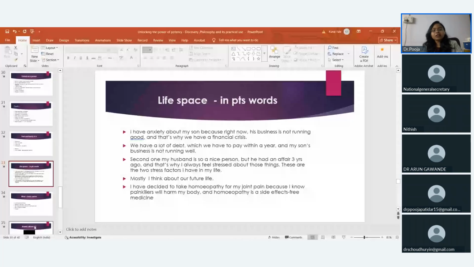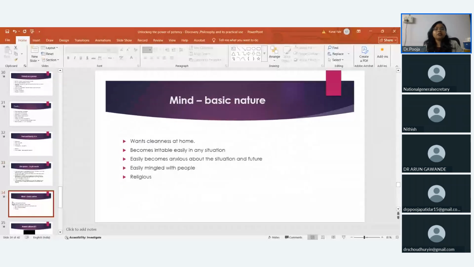I asked her, why did you come to me? She replied, I want to take homeopathy for my joint pain, because I know painkillers will harm my body, and homeopathy doesn't have any kind of side effects. Then I asked about the mind and the basic nature. She said she wants cleanliness at home, becomes irritable easily in any situation, becomes anxious easily about the situation and future, and mingles easily with people and religions.